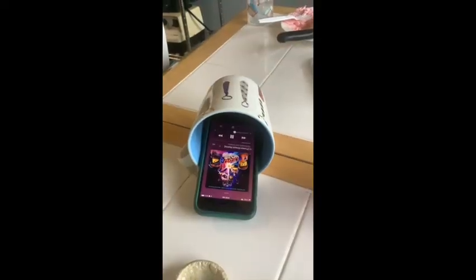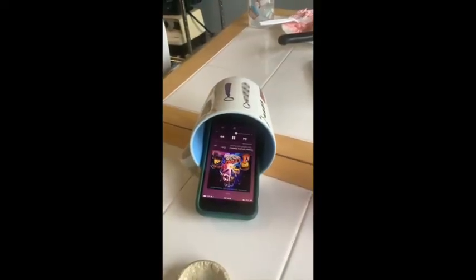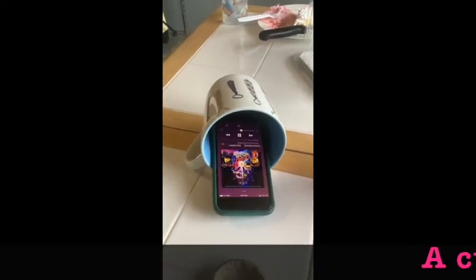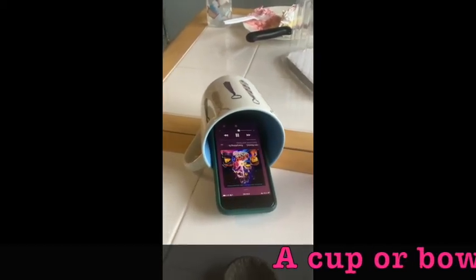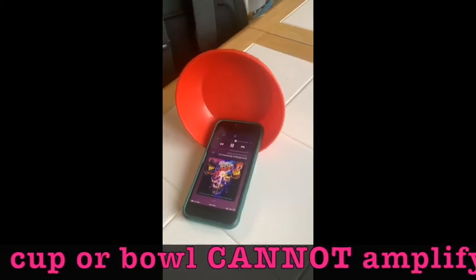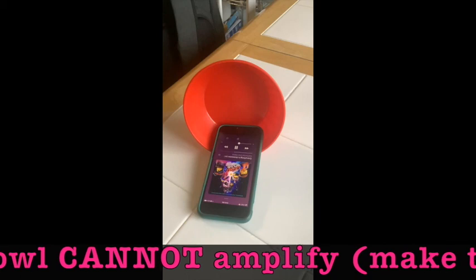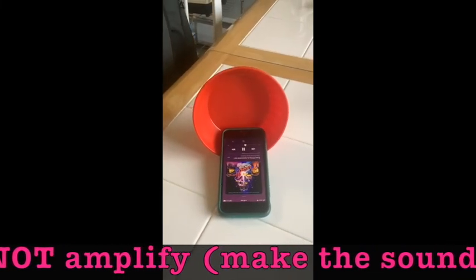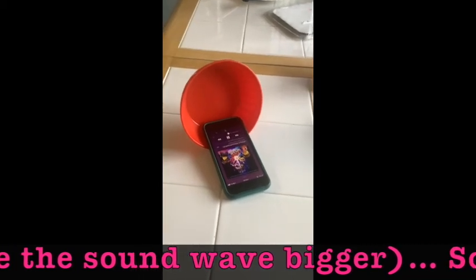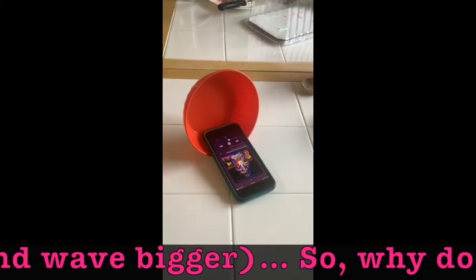Now, our question is, can you take a coffee mug or a bowl and change the amplitude? That would be changing the amount of energy in the sound waves. It turns out you can't, because you need energy to amplify something. You need to plug in the speaker. You need to have a battery on the speaker. Something else has to give it energy. A coffee mug or a bowl cannot give it energy. They don't contain any energy.